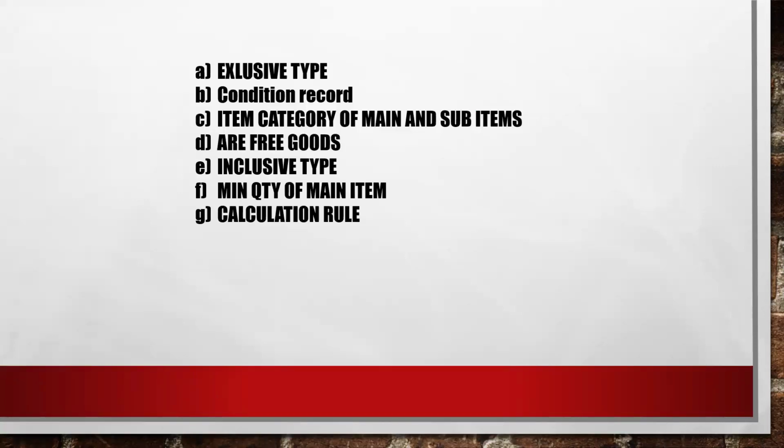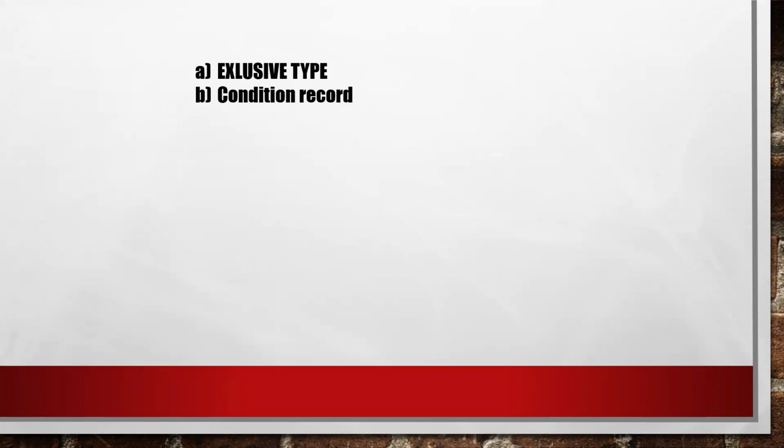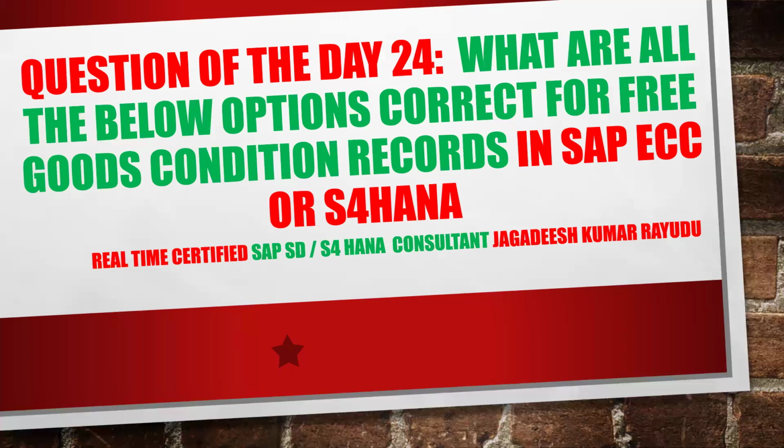Okay. In these options, one might be correct or multiple might be correct. All might be wrong also. Of course, I'm just giving a clue here. If all might be wrong, there should be an option like none of the above. Okay. So then some of the answers might be correct. So let's try to answer this question.